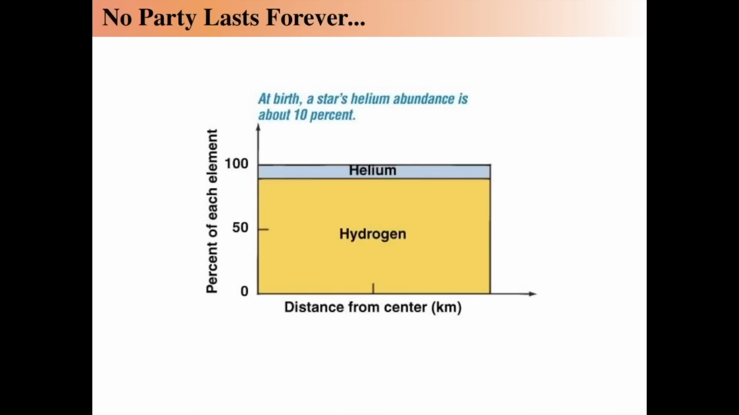Anyway, so just like low mass stars, no party lasts forever, and every star, no matter if it's big or small, population 1 type stars, which are young stars that have come through reprocessed material, have roughly 10% by numeric abundance helium, but then about 90% by abundance, meaning the number of particles, hydrogen.